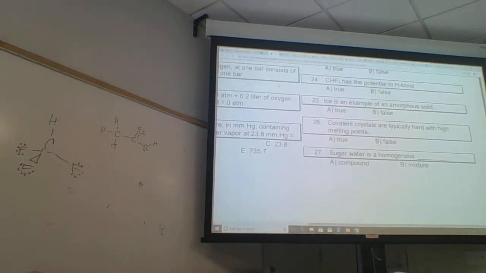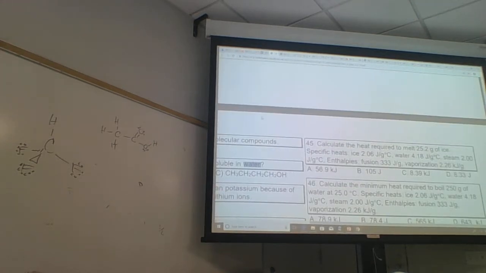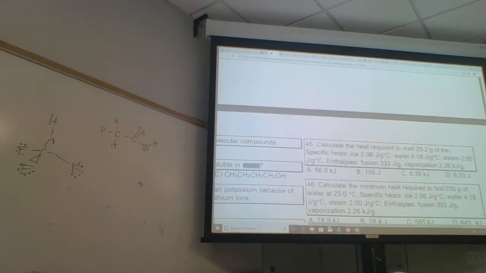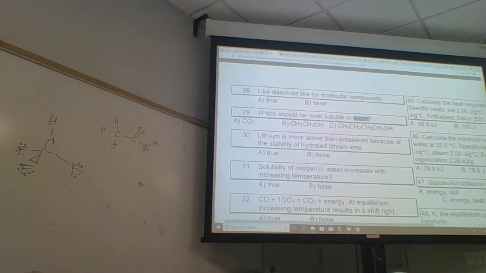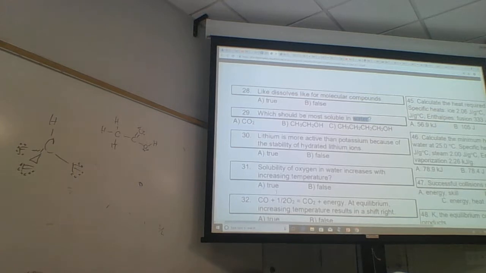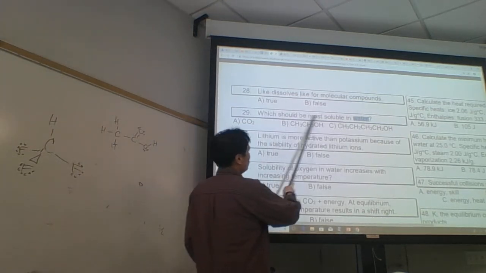Sugar and water. Homogeneous mixtures of sugar and water are called solutions. Like dissolves like for molecular compounds. That's true. Which should be the most soluble in water?